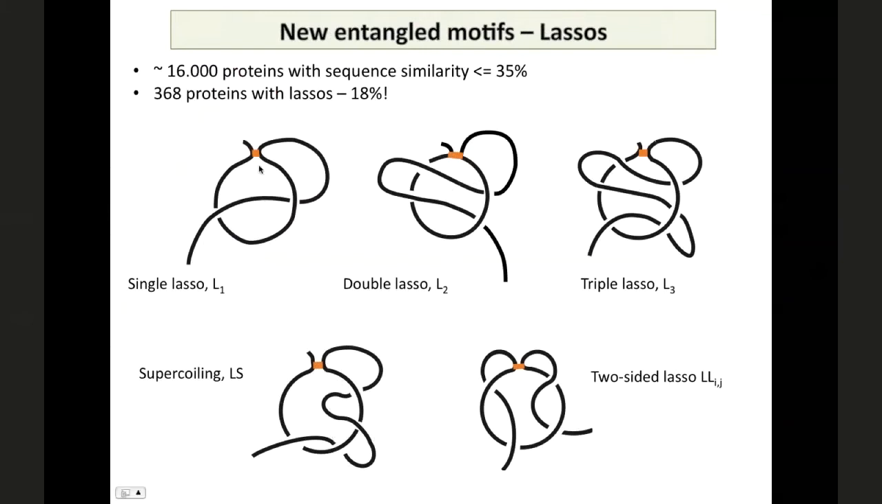And in this case, if you pull the tail, you can maybe just untie the structure. But in the case of the supercoiling, you can never untie the structure if you do not break the cysteine bridge. And because the protein can have two tails, two termini, the surface can also be pierced two times, but by two termini.